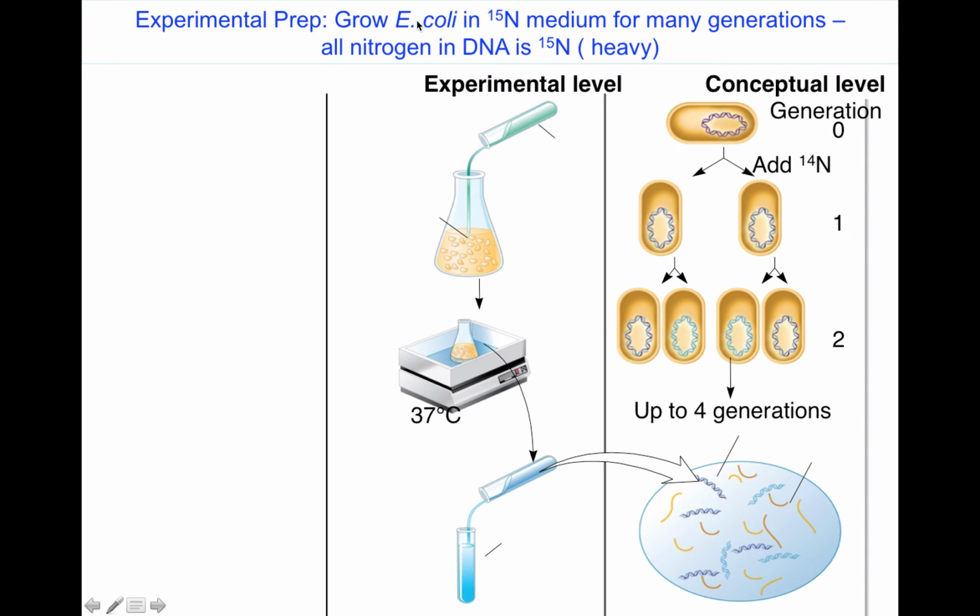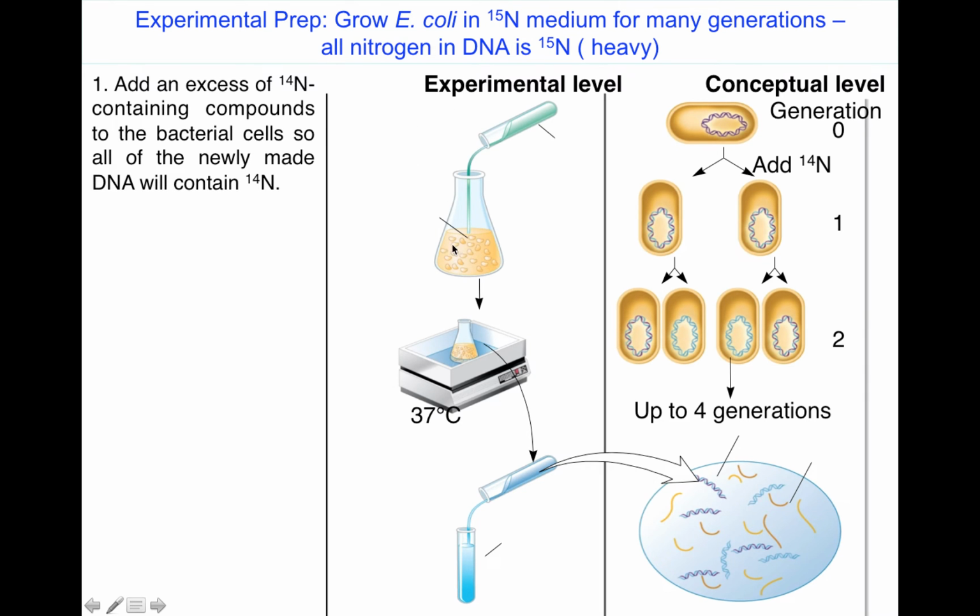If you grow your E. coli in a medium containing heavy nitrogen for many generations, the DNA that is in those cells will be heavy, will have the heavy isotope of nitrogen incorporated into their DNA. That was the starting point for Meselson and Stahl's experiment. They took some E. coli cells that had been labeled with N15 and added an excess of N14 solution, and then let the bacteria replicate normally.